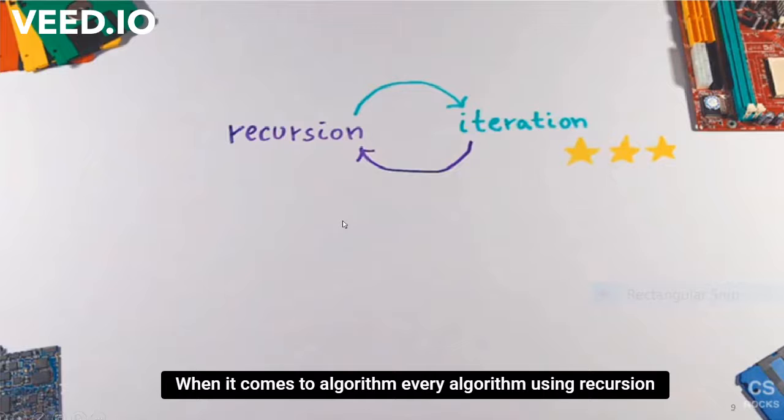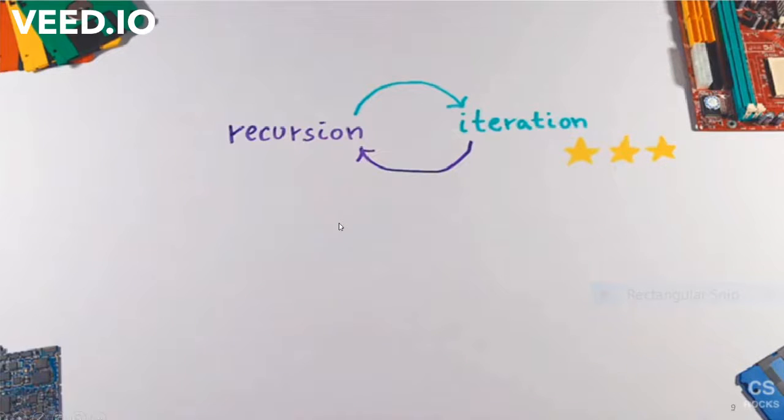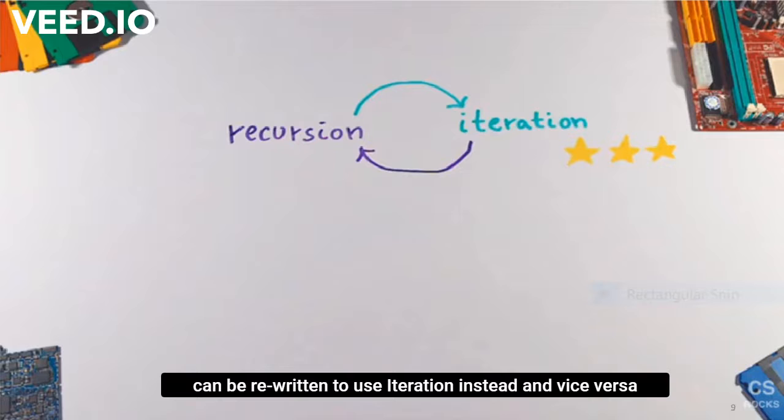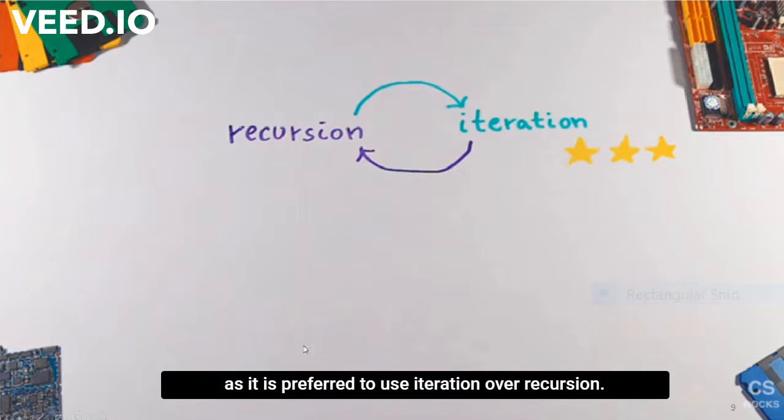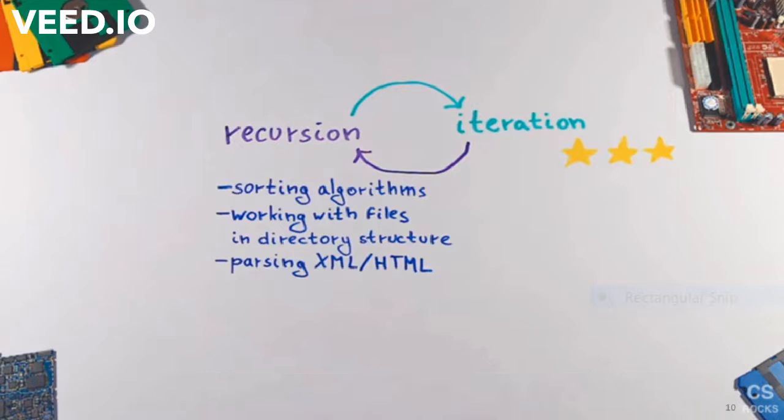When it comes to algorithms, every algorithm using recursion can be rewritten to use iteration instead and vice versa. In imperative languages such as C or Java, due to performance, it is preferred to use iteration over recursion. Actually, this doesn't apply to functional programming languages where the use of recursion is very common.